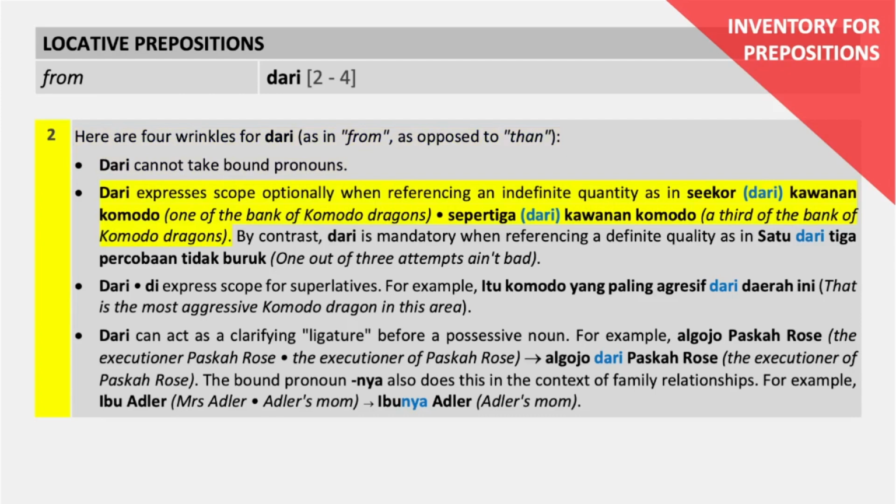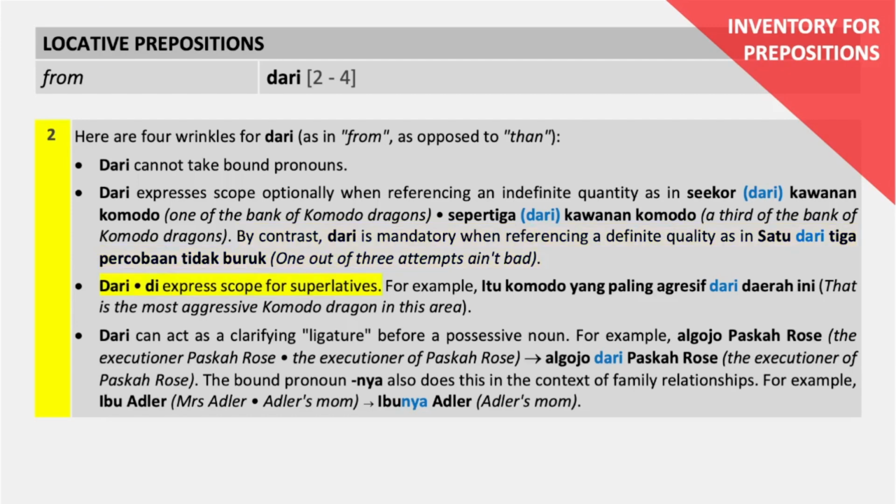Dari expresses scope optionally when referencing an indefinite quantity, such as in seekor dari kawanan Komodo, one of the bank of Komodo dragons, or sepertiga dari kawanan Komodo, a third of the bank of Komodo dragons. By contrast, dari is mandatory when referencing a definite quantity, as in satu dari tiga percobaan tidak buruk. 1 out of 3 ain't bad.